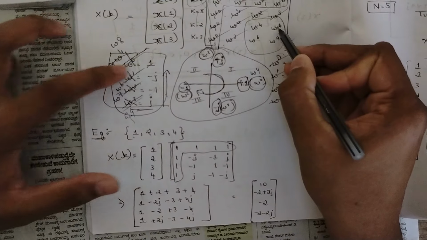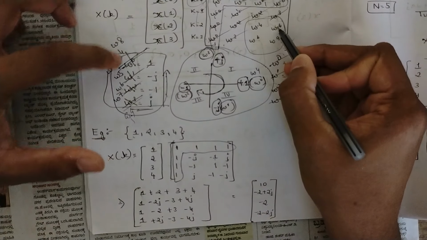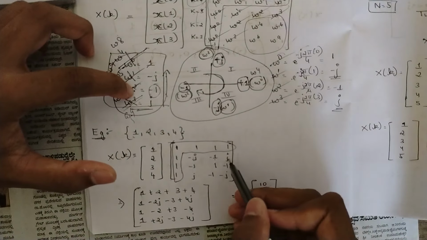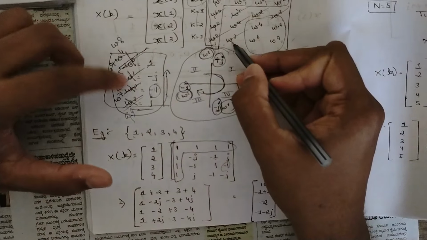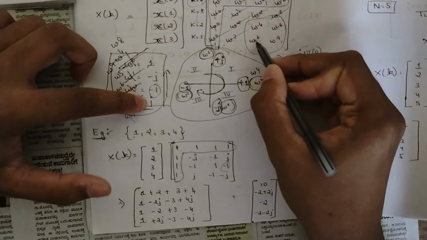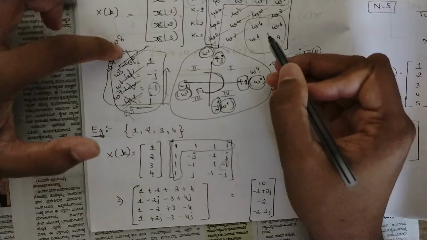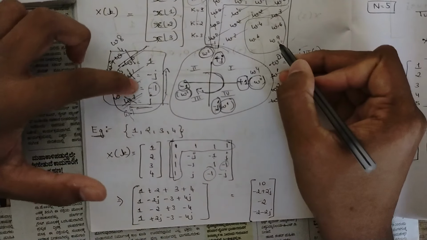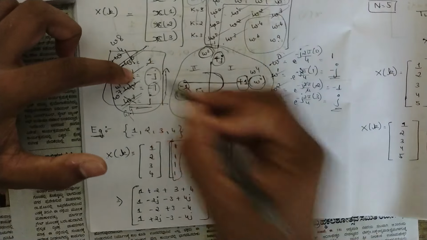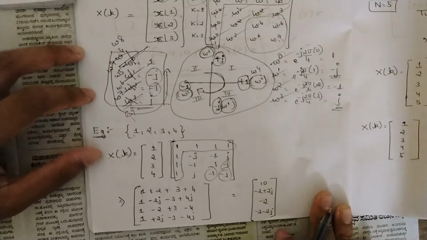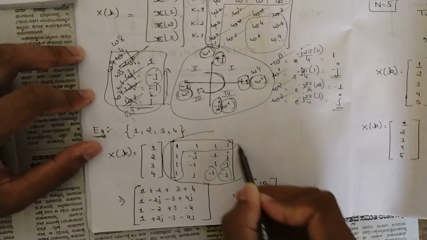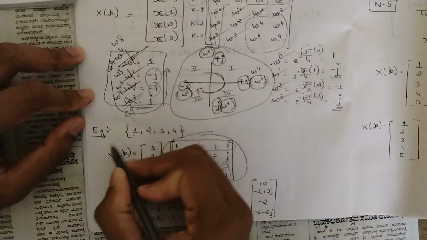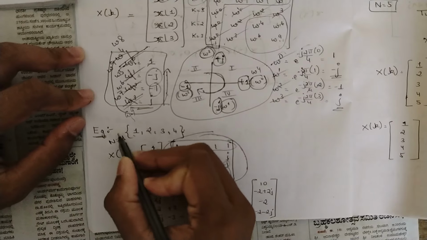Then next is w power 6. So if this is 4, then this is 5, 6, that is minus 1. Then next w power 3, that is j. Then 6: if this is 3, then 4, 5, 6, that is minus 1. Then 9: if this is 6, then this is 7, 8, 9, that is minus j. So this matrix would remain constant for all the sequences where the length of the sequence is 4.